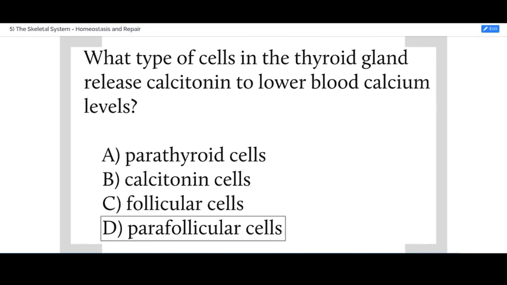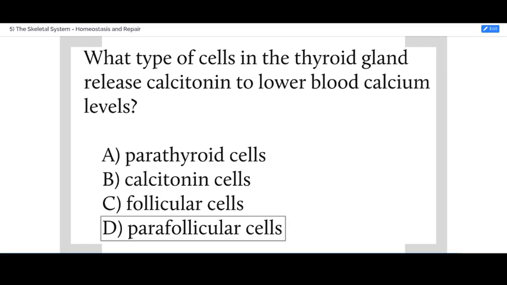The cells that release calcitonin are called parafollicular cells. Now, it's important to keep this straight because there are structures in the thyroid gland called follicles that have follicular cells in them, and they make the other types of thyroid hormones. Parafollicular cells are the cells outside of the follicles, or around the follicles, and they make calcitonin.